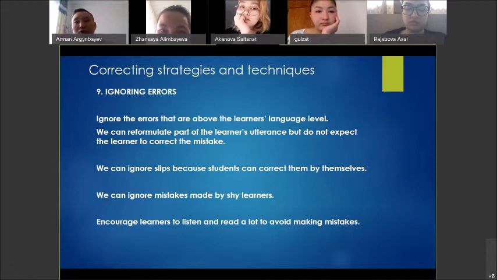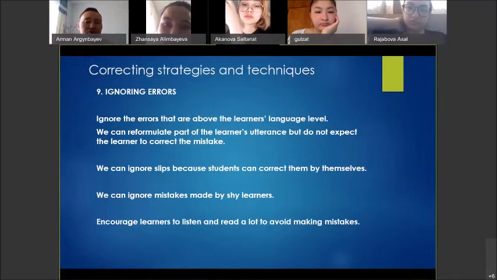Or you can totally ignore, just do not focus and do not teach students, if it's above learners' language level. Let's say it's beginner level students, but they made a mistake with present perfect, for example. They don't know what present perfect is at the moment. It's like at elementary level, you know? So you just skip it. You don't pay attention to that. You can only provide the correct version.